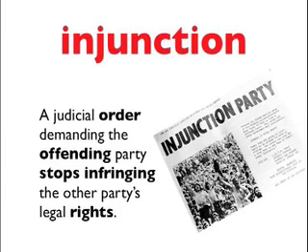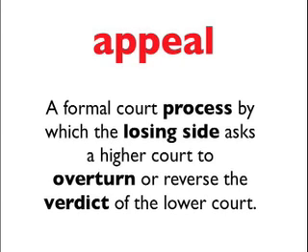A judge may also issue an injunction against the defendant. An injunction is a judicial order demanding that the offending party stop infringing the other party's legal rights. Should the defendant disagree with the verdict, they might choose to file an appeal to have the verdict overturned, or to reduce the amount of damages they are liable for. An appeal is a formal court process by which the losing side asks a higher court to overturn or reverse the verdict of the lower court.